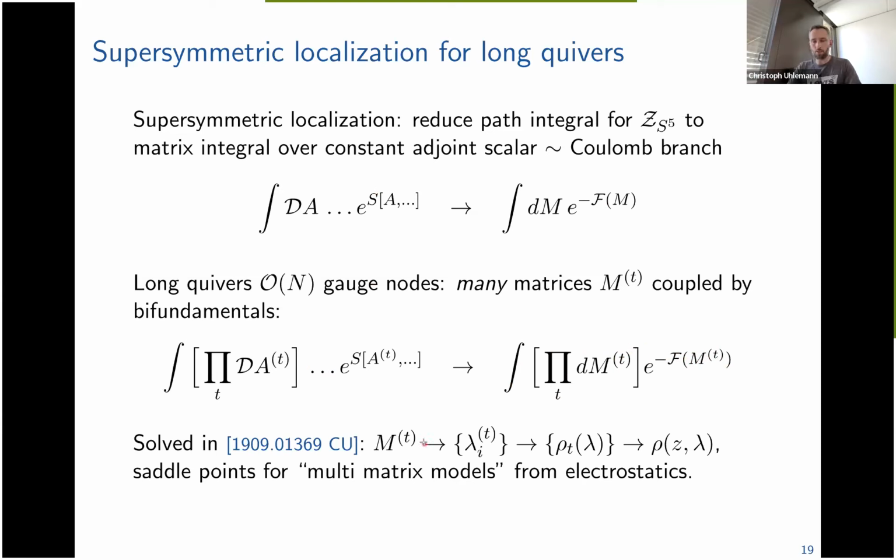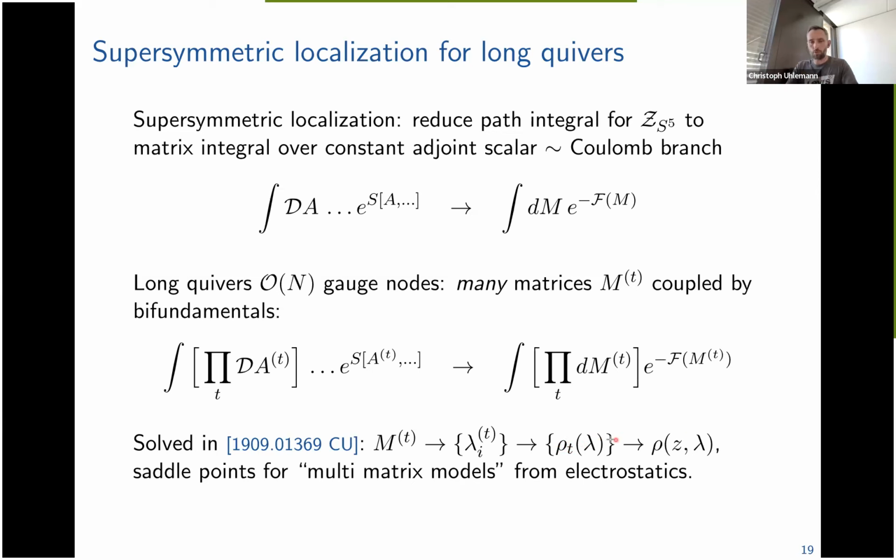And the idea is we take the usual steps: we replace matrices by their eigenvalues and integrate over those. And then for each matrix, for the eigenvalues associated with each matrix, we introduce an eigenvalue density to describe this in an efficient way at large N. And now we have a family of eigenvalue densities labeled by a little parameter t, and this family becomes large in the large N limit because we get a large number of quiver gauge nodes.